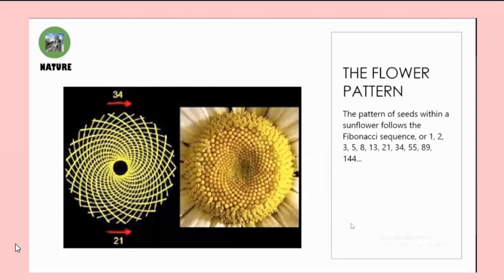First up, nature. The flower pattern. The flower pattern is the pattern of seeds within a sunflower that follows the Fibonacci sequence. As we can see in the figure, the Fibonacci sequence has been applied in the overall construction of the middle part of the sunflower. As we can see, it started from the middle part and it goes on following the Fibonacci sequence.